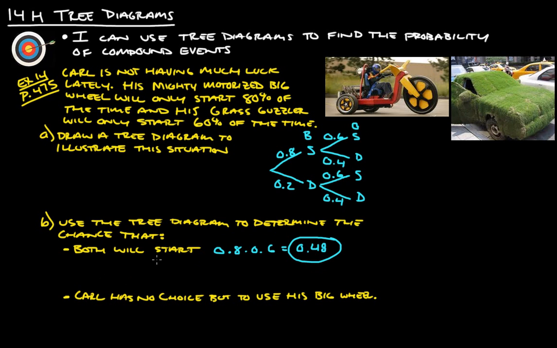Okay, so now let's see, Carl has no choice but to use his big wheel, so that means the big wheel starts, and the gas guzzler, that's a G here, does not start. Okay, so starts and then doesn't start, so that's going to simply be 0.8 for the big wheel starting, and then times 0.4 for the gas guzzler not starting. So that's going to give us 0.32, or 32%.